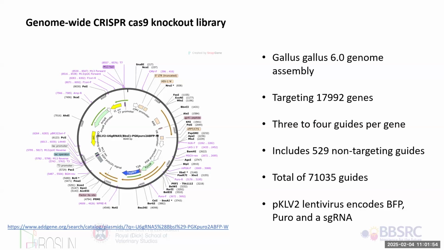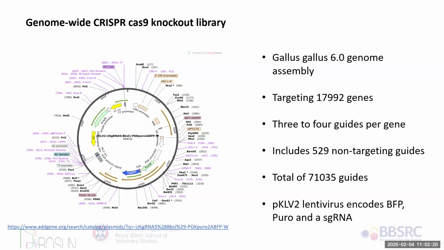It's called pKLV2, and essentially the features that it has is it's got BFP, which is quite handy, and I'll show you later why. It's also got puromycin, which is essential because you need to do a selection step. Then it's got a U6 promoter driving the guide sequence itself. And then the rest of it is basically just common components of a lentivirus backbone and the plasmid for maintaining it in the bacteria.